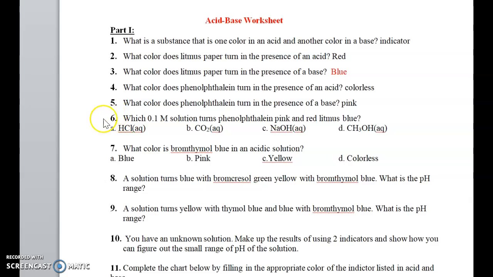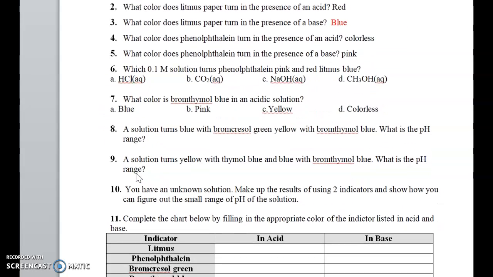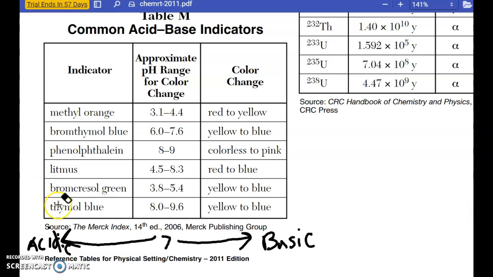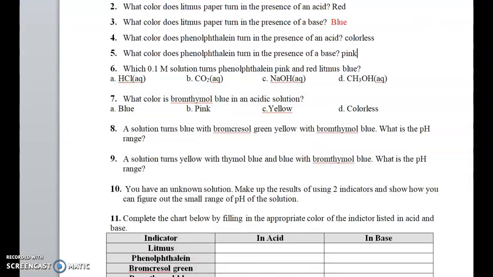We are going to skip number 6 because number 6 has to do with strong versus weak acids, which we are not going to focus on in Regents chemistry. What color is bromothymol blue in an acidic solution? Bromothymol blue is here. If it's acidic, then it's going to be on the lower end, so it will be yellow.